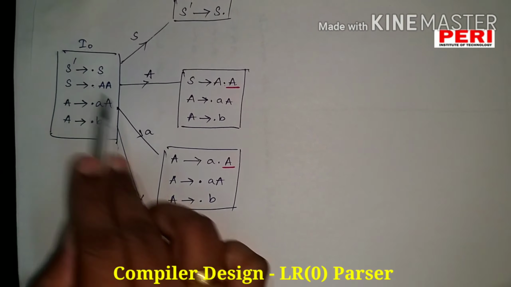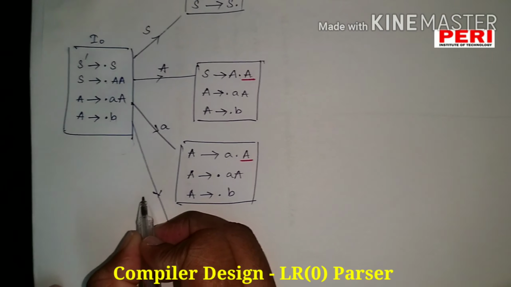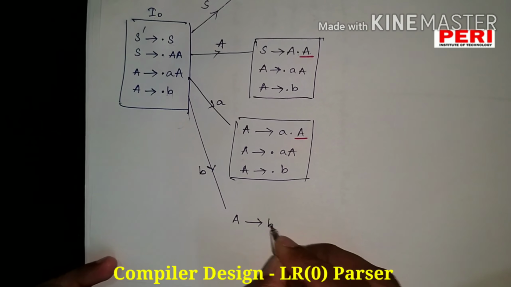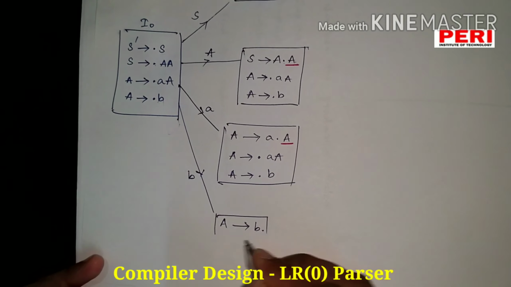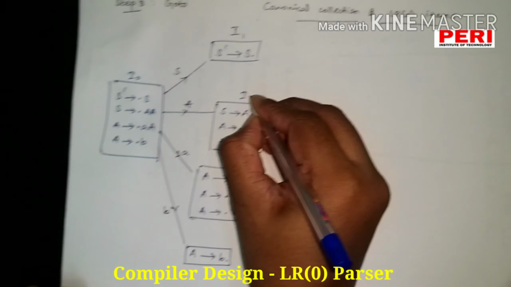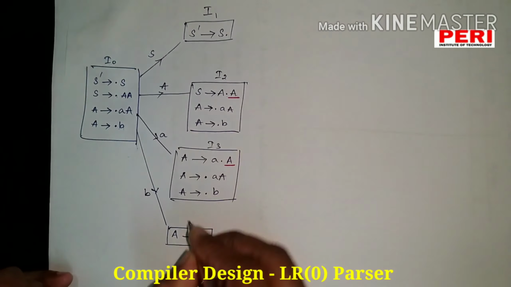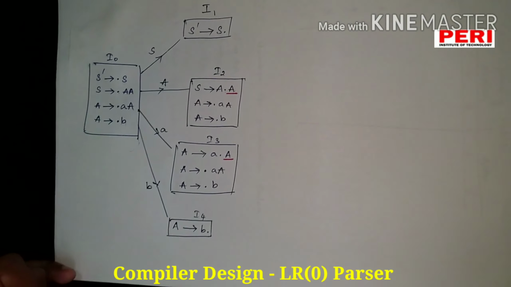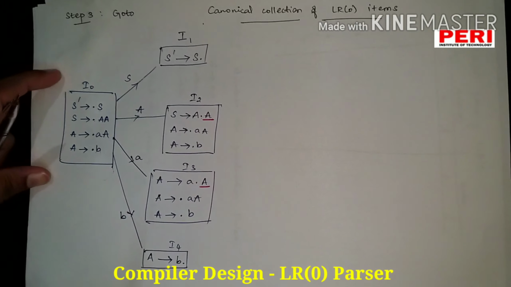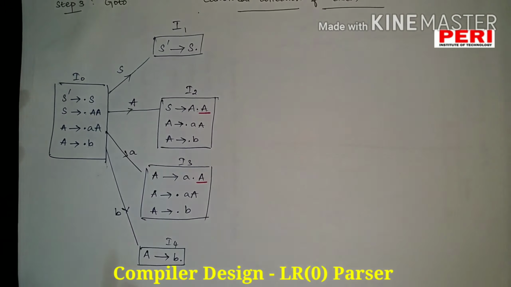So the dot has to move to the next position. If that is the case, I have to traverse through B. So now A tends to B dot, and this becomes my state. I am going to name these I2, I3 and I4. Looking at the states, my first level state is I0, and my second level states are I1, I2, I3 and I4.